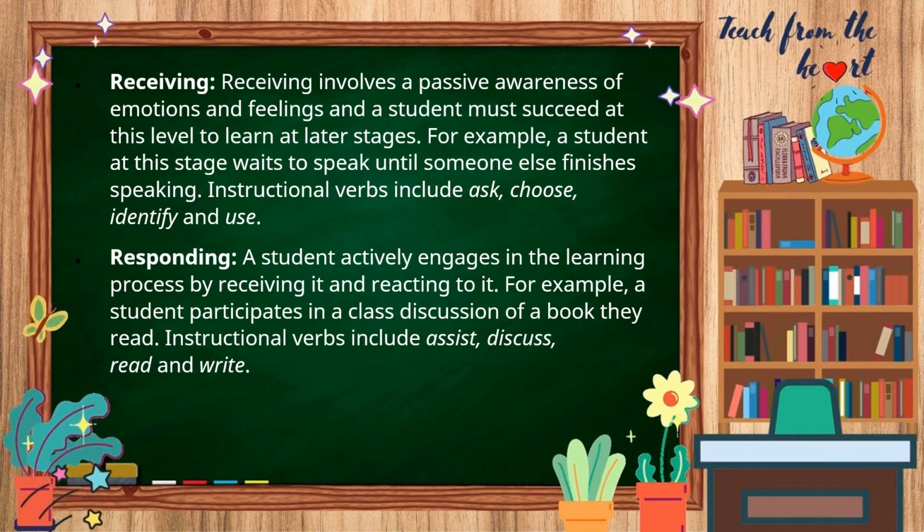receiving. The receiving involves a passive awareness of emotions and feelings, and a student must succeed at this level to learn at later stages. For example, a student at this stage waits to speak until someone else finishes speaking. The instructional verbs include ask, choose, identify, and use. The next one is responding. A student actively engages in the learning process by receiving it and reacting to it. For example, a student participates in a class discussion of a book they read. The instructional verbs include assist, discuss, read, and write.